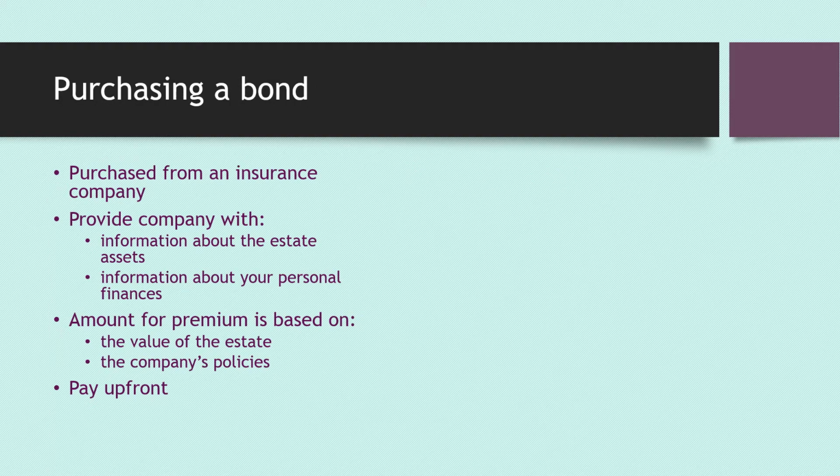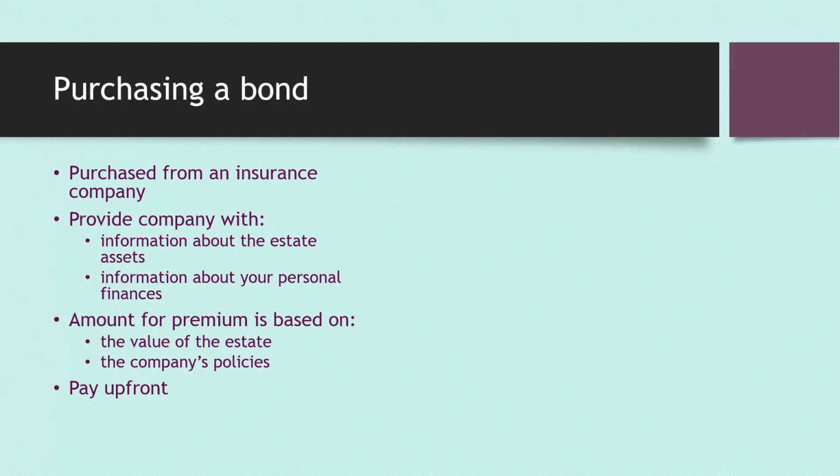An administration bond is purchased from an insurance company. The applicant provides the company with information about the estate, such as who passed away, the value of the estate, and what kind of assets are in the estate. The applicant also provides information about his or her own finances, including a summary of their assets and liabilities. This information is used by the company to determine how risky the bond is.